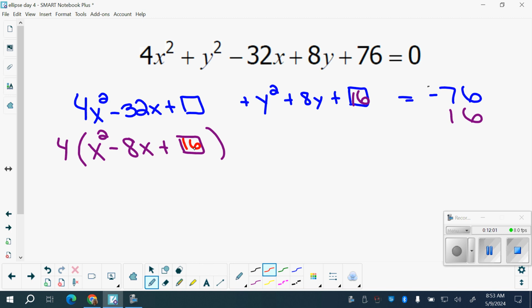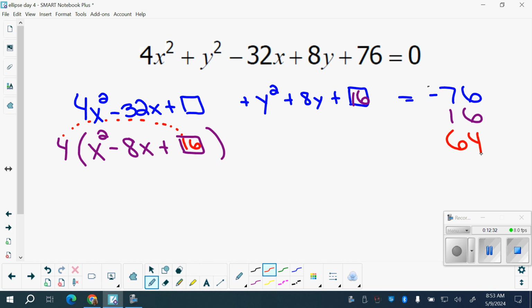Okay. So here is what James said. He said, hey, I got to remember I got that 4 outside. So it's not just 16, it's 4 times 16. That's 64. I'm going to put that over here, because I got to get rid of that 4 to drop it in nicely into our parentheses, or else my parentheses are ugly. But watch how nicely this works out.